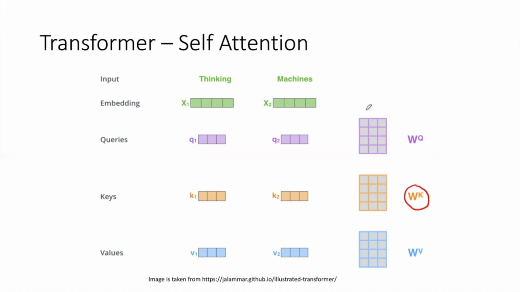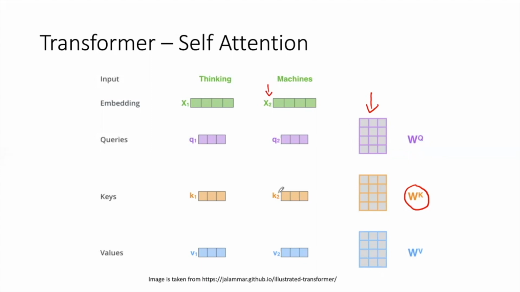These query, key, and value matrices are actually common. There is only one single query, key, and value matrix for one block of self-attention. So irrespective of what x1, x2, or our inputs are, these matrices are fixed for this self-attention block.